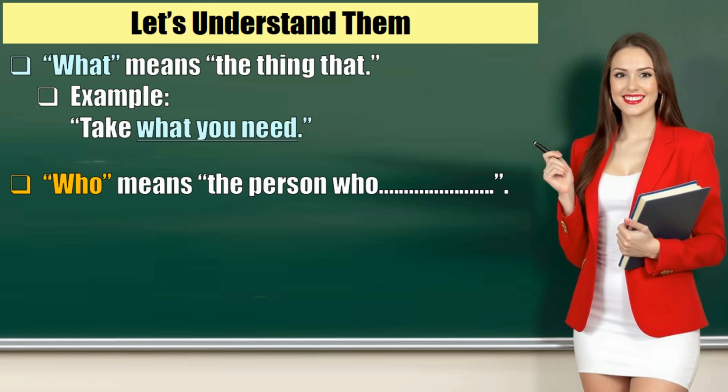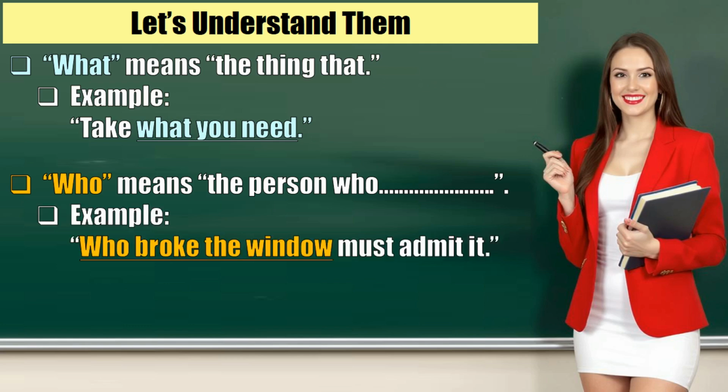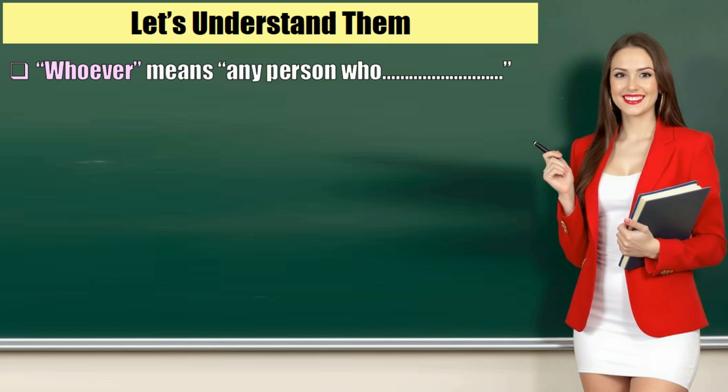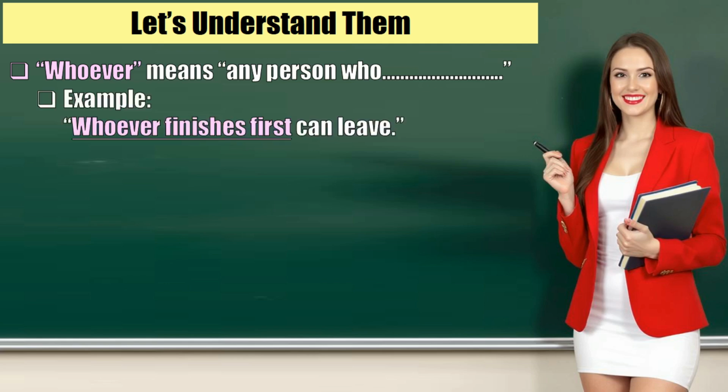Who means the person who. Example, who broke the window must admit it. This sounds formal, but grammatically correct. It means the person who broke the window must admit it. Whoever means any person who. Example, whoever finishes first can leave. It does not matter who the person is.